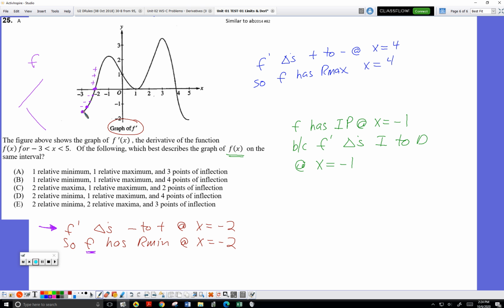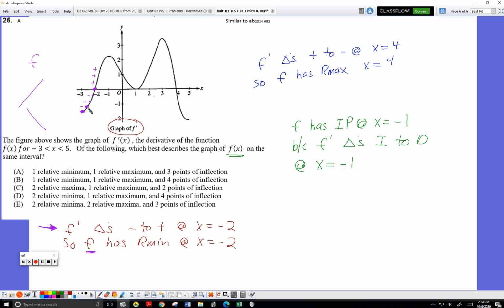Okay. If f prime has a negative y-coordinate, who knew it? Come on, hands. 2 points. If f prime has a negative y-coordinate, that means f is going down. So, lots of extra points there. Raise your hand and tell me.